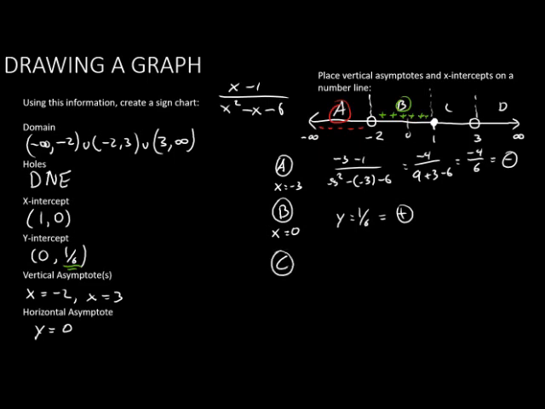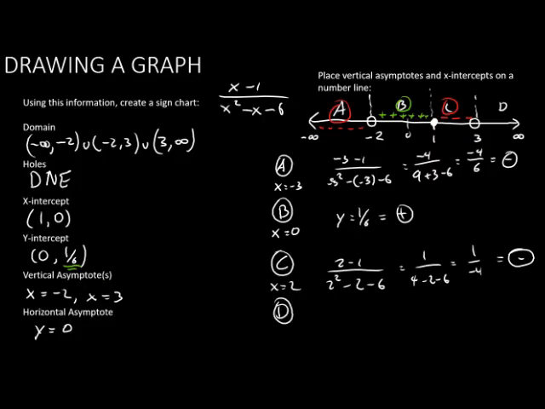Now for region C, we'll pick an x between 1 and 3, and we'll try x equals 2 here. Therefore, for every x, we will put in 2, so we'll have 2 minus 1 over 2 squared minus 2 minus 6. 2 minus 1 on top gives +1. 2 squared will give 4 minus 2 minus 6. If we simplify the bottom, we'll have 1 over -4. This will give us a negative answer. This means region C will be negative, and this leaves only region D now.